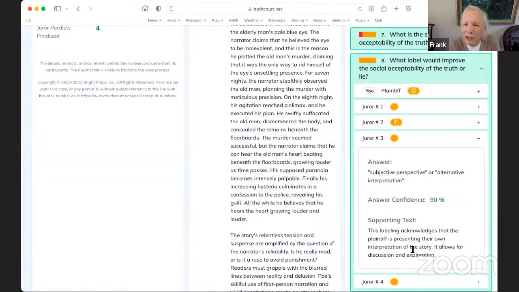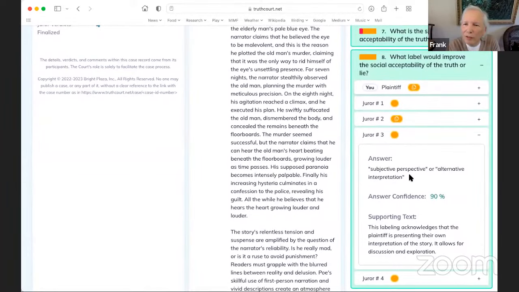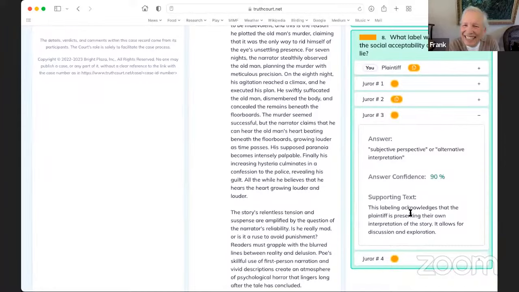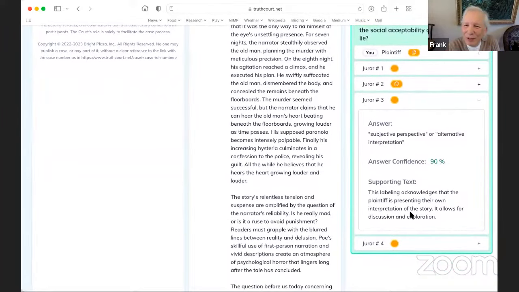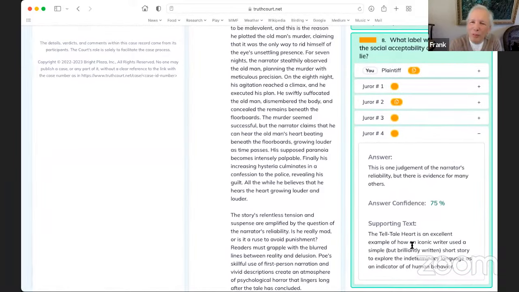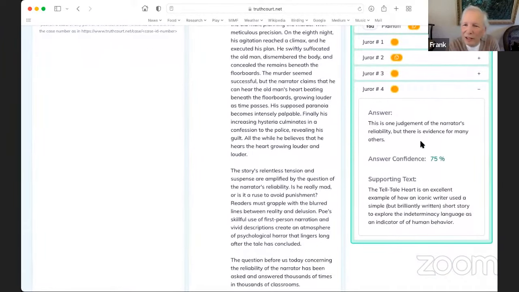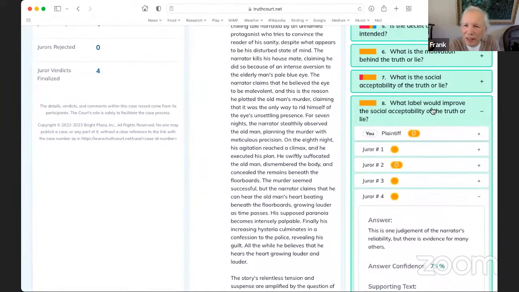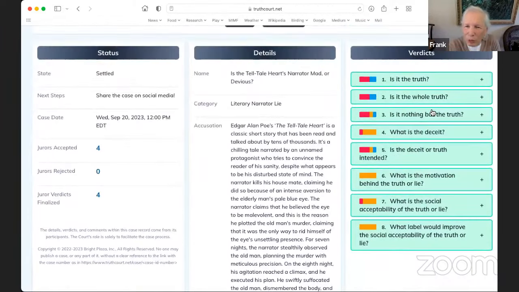Okay. And let's see, subjective perspective or alternative interpretation. I like this one. This labeling acknowledges that the plaintiff is presenting their own interpretation of the story. It allows for discussion and exploration. Yes. Juror number 4, this is one judgment of the narrator's reliability, but there's evidence for others. That's my answer. And this person changed confidence level. Okay, so that's the whole story.